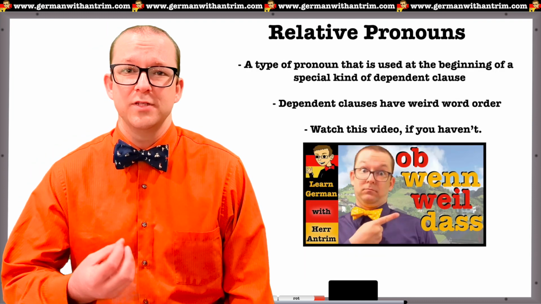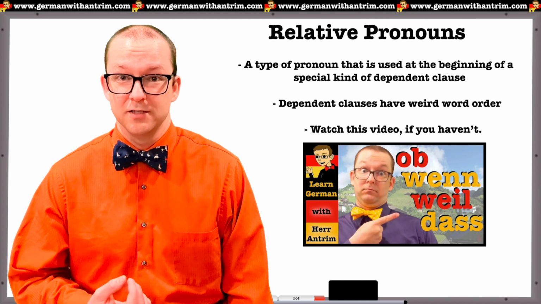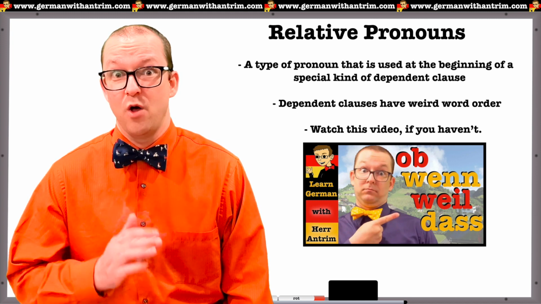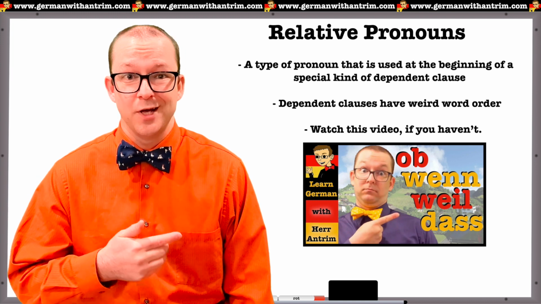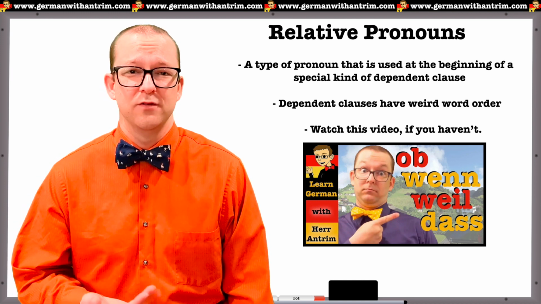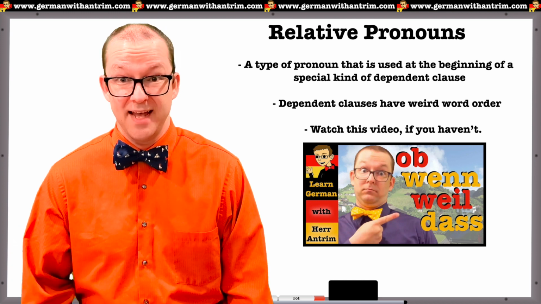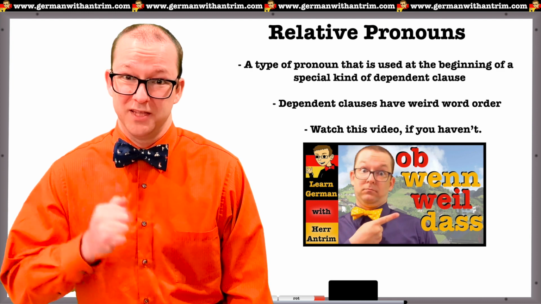Relative pronouns are used at the beginning of a type of dependent clause called a relative clause. This causes the word order to get all wonky. If you're familiar with my lesson about subordinating conjunctions, you'll already be aware of these word order rules. If not, I'll remind you of the parts that affect the relative clauses today, but also you should totally go check out that other video when you get done with this one.